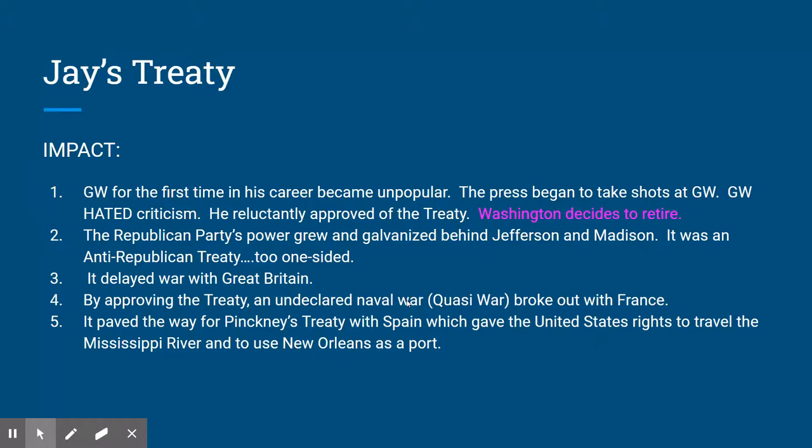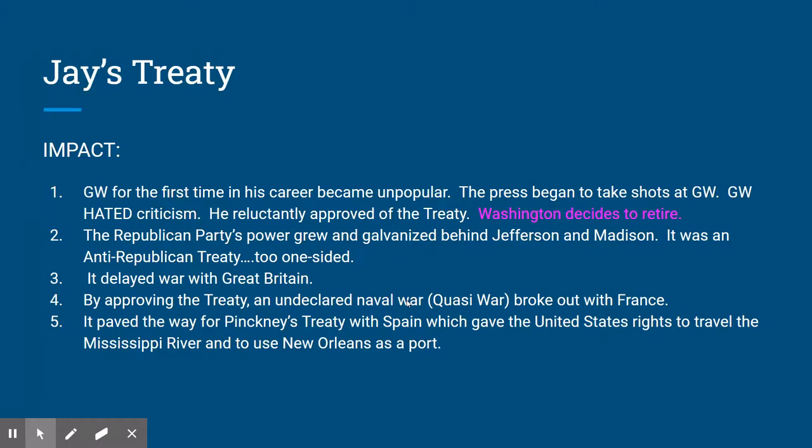It doesn't prevent war with Great Britain. We're going to eventually have war with Great Britain in 1812, but it definitely delayed the war a few years. And by approving the treaty, an undeclared naval war is going to break out with France. Now that we've signed Jay's treaty with the British, now the French think that we have cast our lot, so to speak, with the British. So this is a note card term. It's called the Quasi War. So an undeclared naval war breaks out with the French.